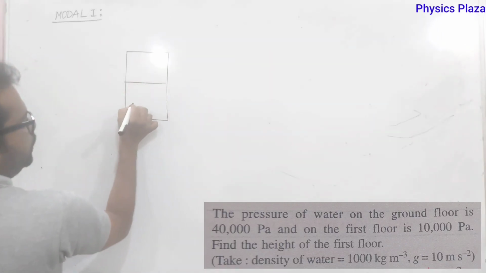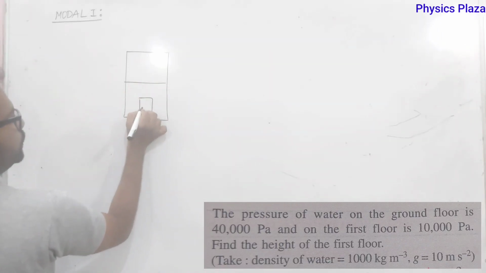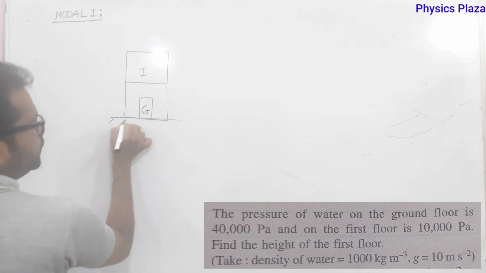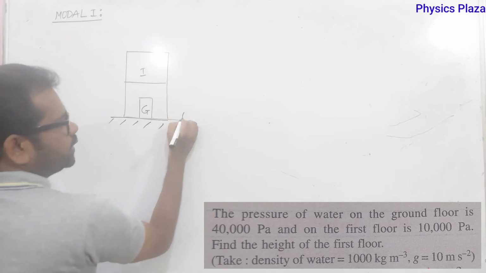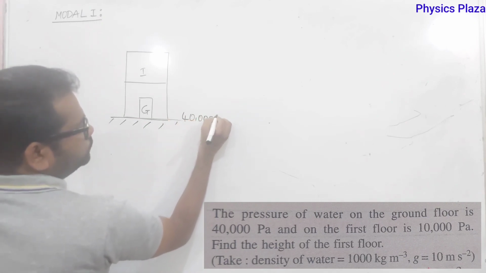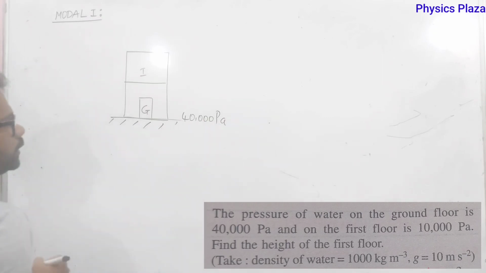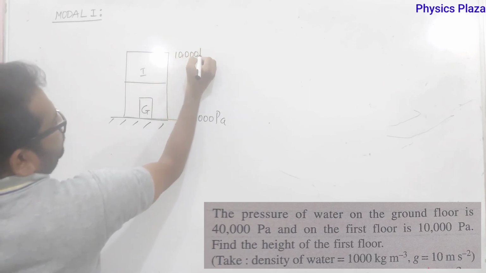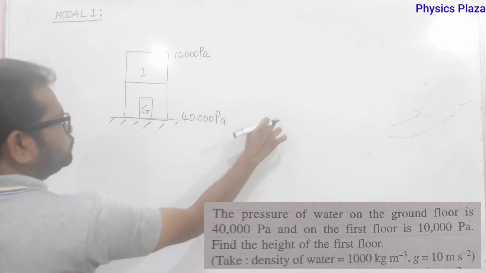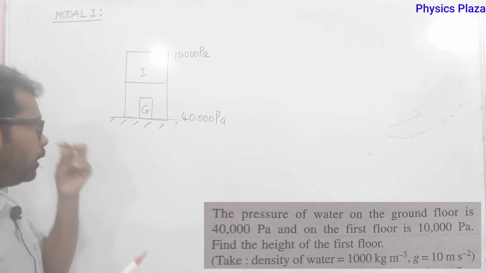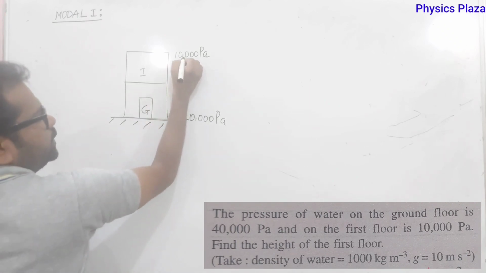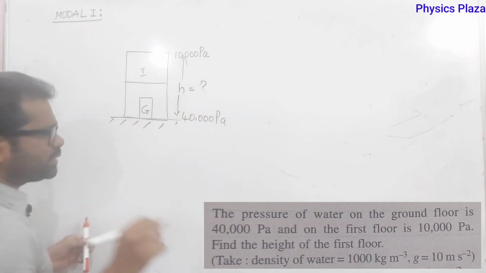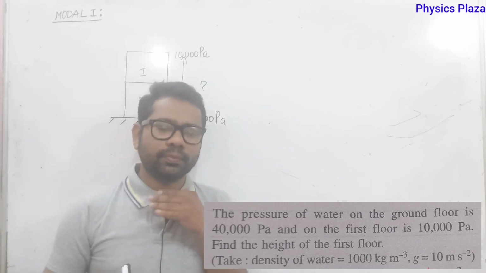So let us say it's the ground floor and the first floor. At the ground floor, the pressure is given as 40,000 Pascal. At the first floor, it is given as 10,000 Pascal. And it has some height, right? They are asking us to calculate the height of the first floor. It might be second floor, third floor, it's not a matter here.